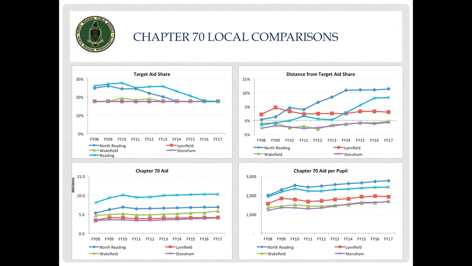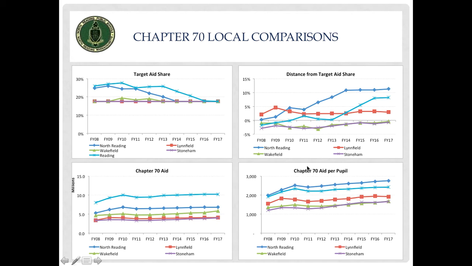Now, when you move over to the right, North Reading, as you can see, receives the highest amount of Chapter 70 aid when you look at it from a pure per student or per pupil basis. And I think that can be predominantly contributed to the fact that North Reading is that far above their target age share. So you can see these 2 charts look very similar. That's because North Reading receiving that much greater aid than its target is also computing to receiving that much more Chapter 70 aid on a per pupil basis.